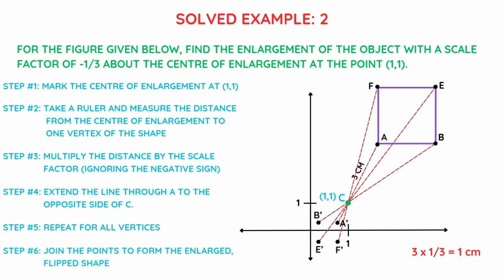Finally, for step number 6, join the points to form the enlarged, flipped shape. This example demonstrates how fractional negative scale factors flip the shape and make it smaller.